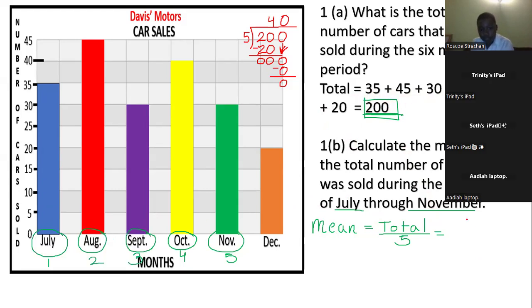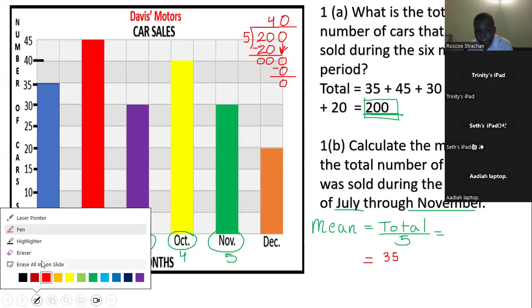So the total is going to be 180, divided by 5. So the mean is going to be equal to 35 plus. Let me erase it so I can fit it.